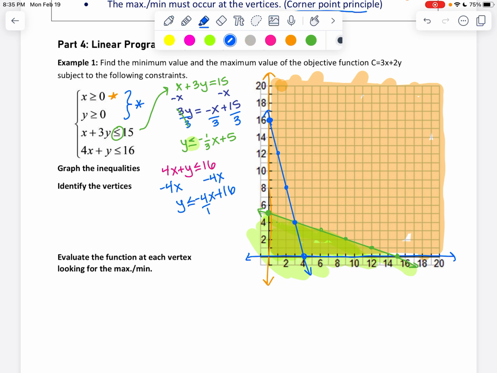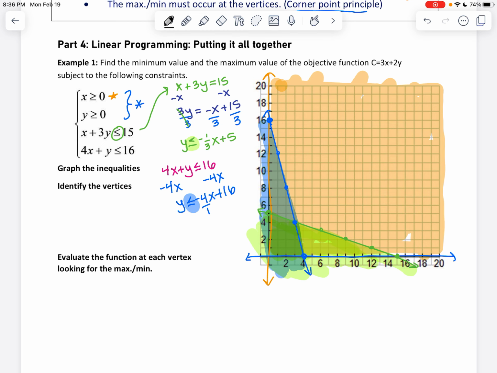For this one, we're shading less than or equal to the line. So we will shade below this blue line here. And we have now shaded all of the inequalities. So take a look, see if you can find what we would consider the feasible region.